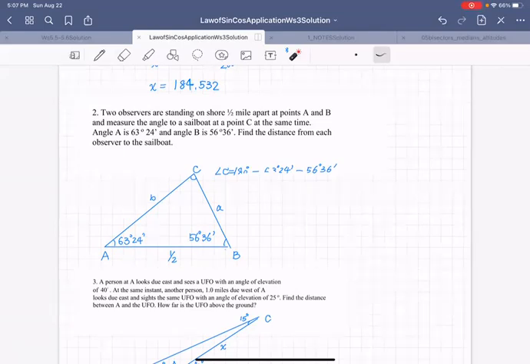Use law of sine. Sine of this angle divided by this equals sine of this angle divided by this equals sine of this angle divided by this. You find this angle first, and then you will get your B and A.